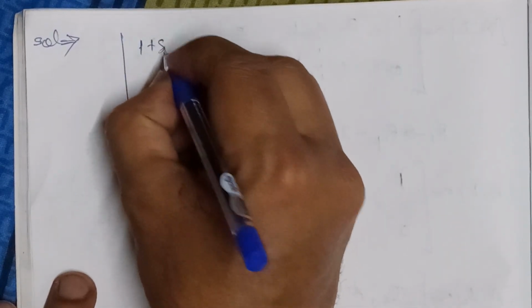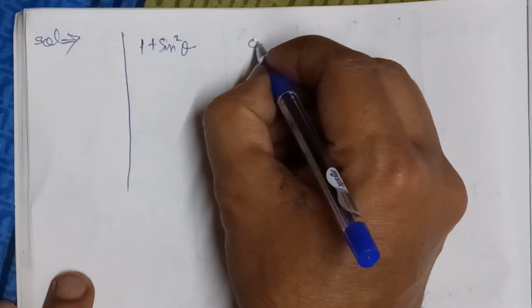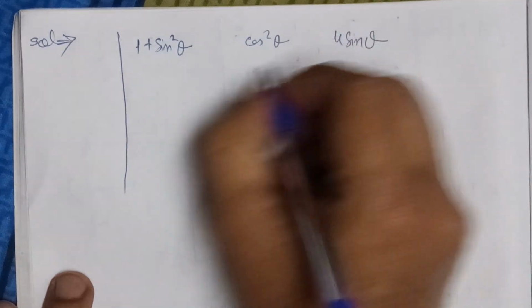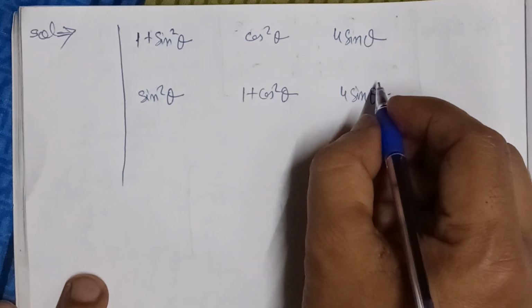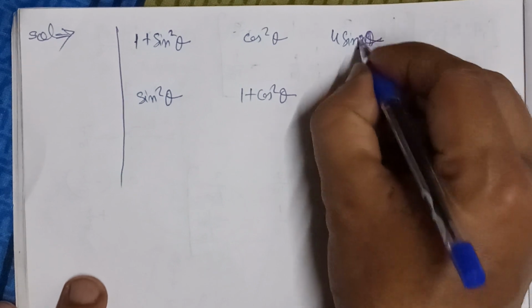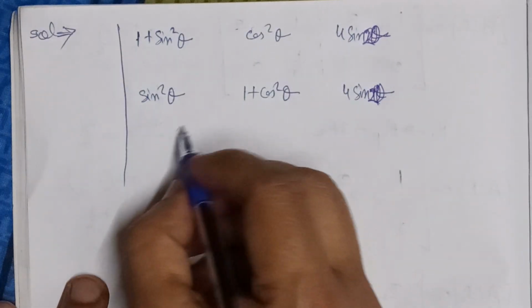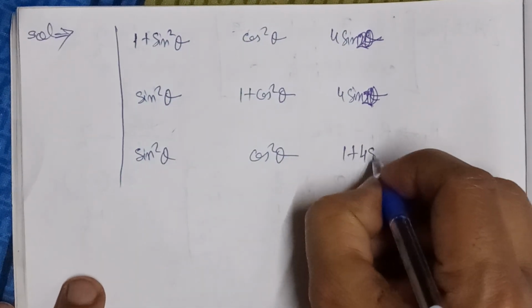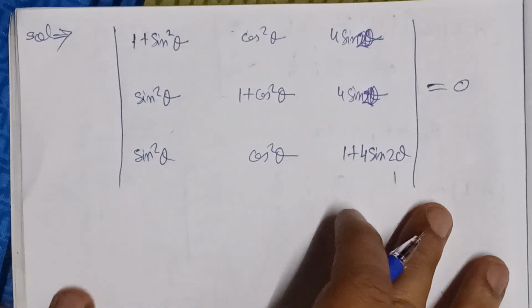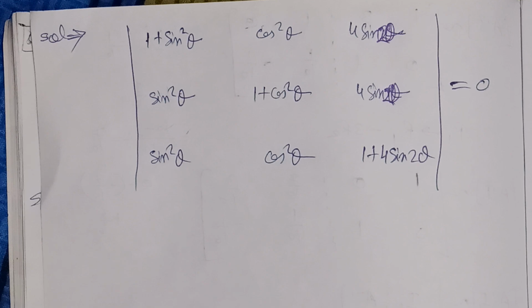We are given 1 plus sine square theta, we can write it as without using parenthesis, cos square theta, 4 times sine theta. In the second row, sine square theta, 1 plus cos square theta, and 4 times sine 2 theta, in both 4 times sine theta; we have 2 times sine theta. Sine square theta, cos square theta and 1 plus 4 times sine 2 theta is equal to 0. We have to solve it. Solution of this equation means we have to find the value of theta.